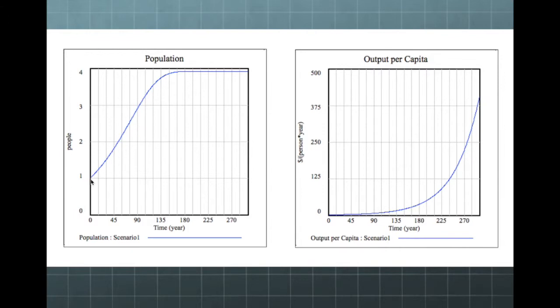Population builds up from a starting value of 1 to almost 4. Even though the model here is people, I think it's more like population units rather than 4 individuals. The output per capita associated with that population growth also grows exponentially. These are in dollars produced per year per person, over time. So these are the stocks X and Y.